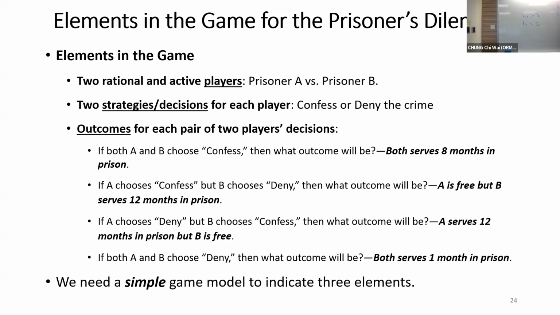And the outcome: if both A and B choose confess, then both get 6 months in prison, or this is the worst outcome, right? If A chooses confess and B chooses deny, then A is happy, but B serves 12 months in prison. And vice versa. And the last, if both A and B choose deny, then what outcome will it be? Then 1 month, right?